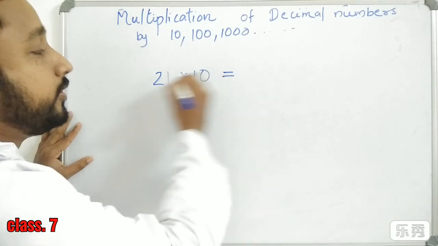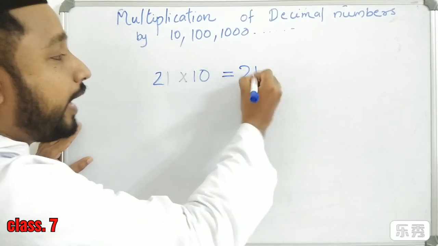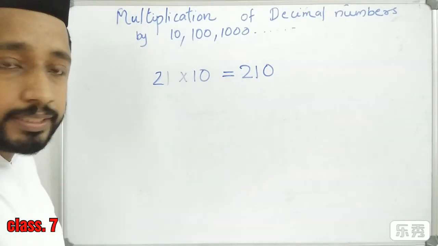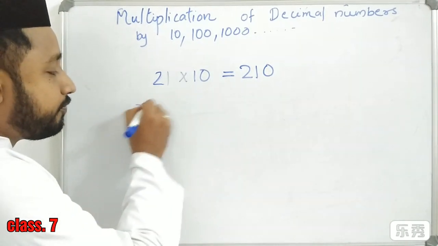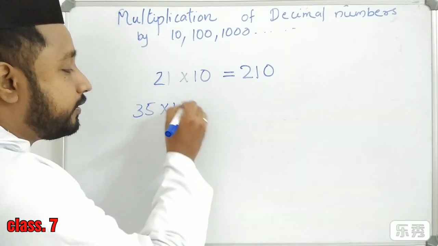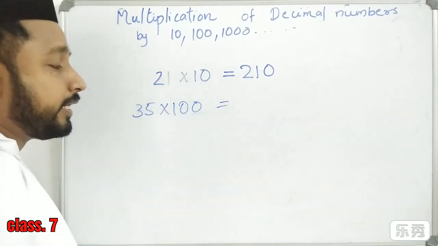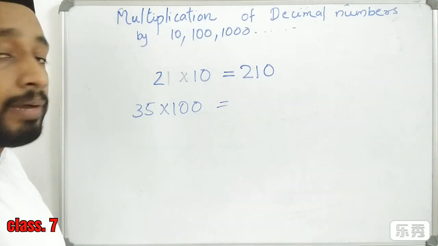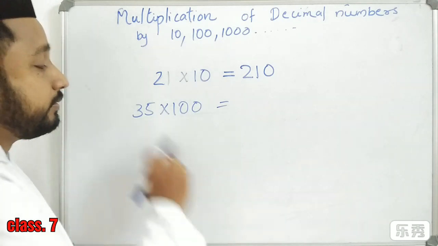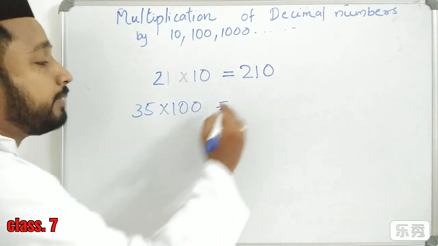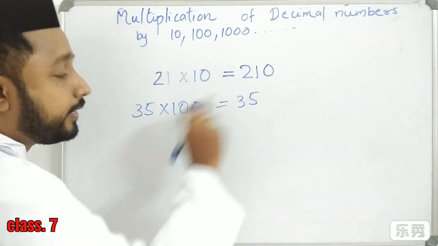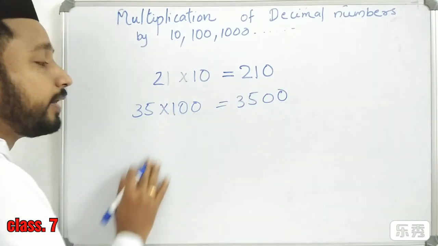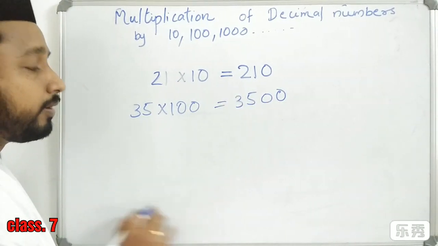21 is equal to, we write 21 and write this 0. 21 into 10 is 210. Then 35 into 100. How do we multiply 35, a whole number, with 100? When we multiply 35 with 100, you write 35 and then 2 zeros. So we write 2 zeros. So 35 into 100 is 3500.